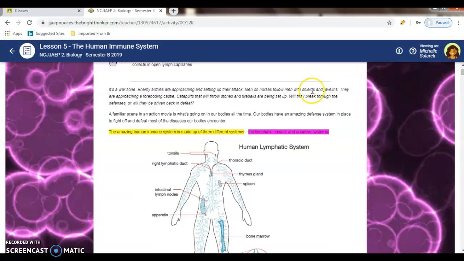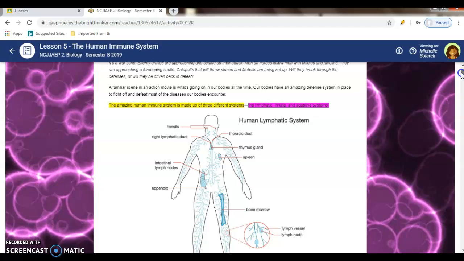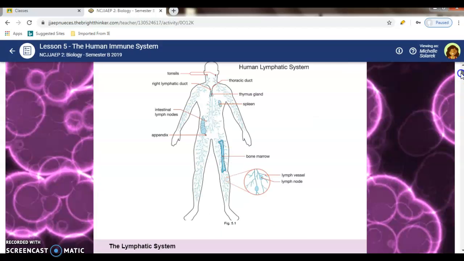So starting with the immune system, we're made up of 3 different systems: the lymphatic, innate, and adaptive system. Right here is a chart basically telling us the different human systems we have, and we're going to go through this later on once we get into the questions. But if you want to take a look at it, this is all the different parts. We have tonsils, the right lymphatic duct, thoracic duct, thymus gland, spleen, intestinal lymph nodes, appendix, bone marrow, and then in that it's lymph vessels and lymph nodes.